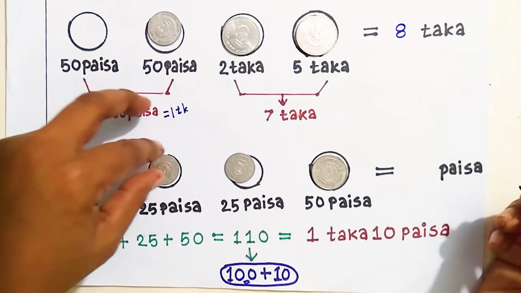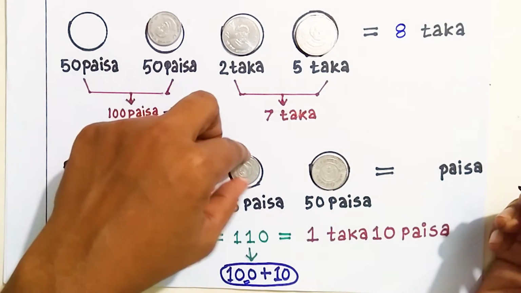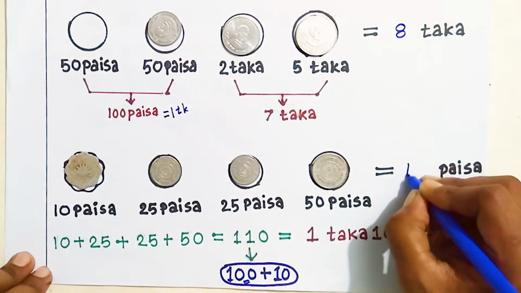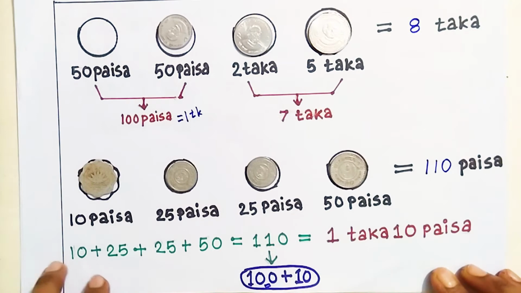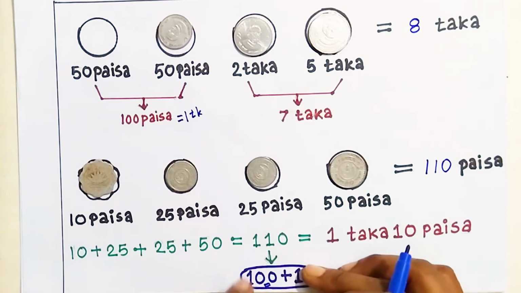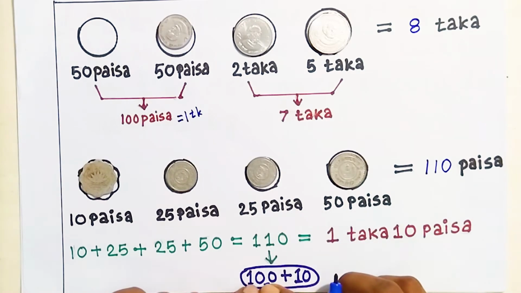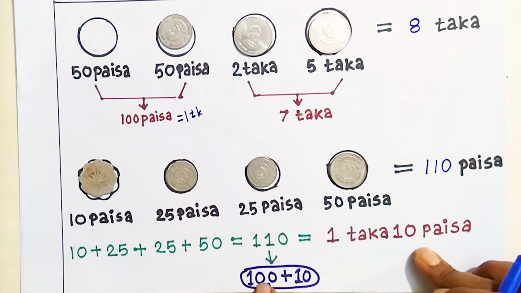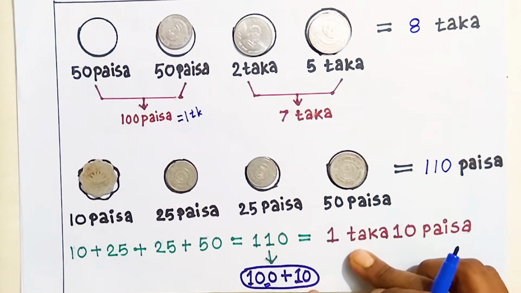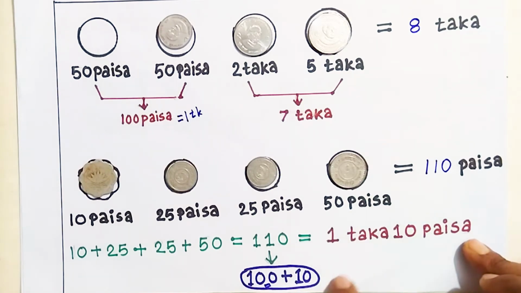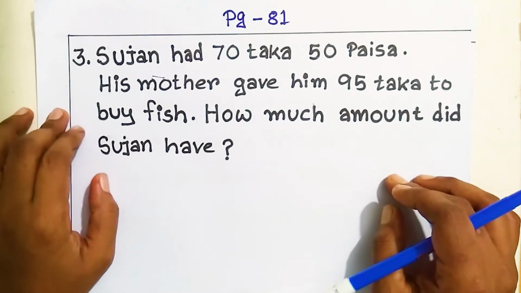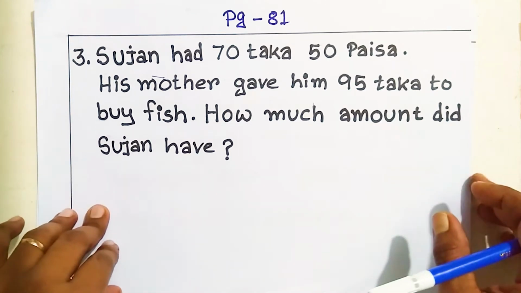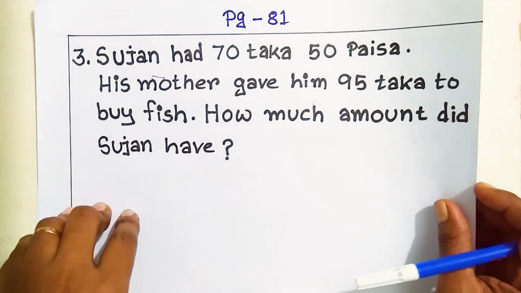Here is 10 paisa, 25 paisa, 25 paisa and 50 paisa, which makes 110 paisa. So if I add all of these, it will make 110 paisa, but we will write it again as 100 plus 10 paisa. So the total amount here, 100 paisa is equal to 1 taka and here is the rest of 10 paisa. So it will be 1 taka and 10 paisa. Understood, no? Now my dear students, open the book page 81 and read out question number 3.